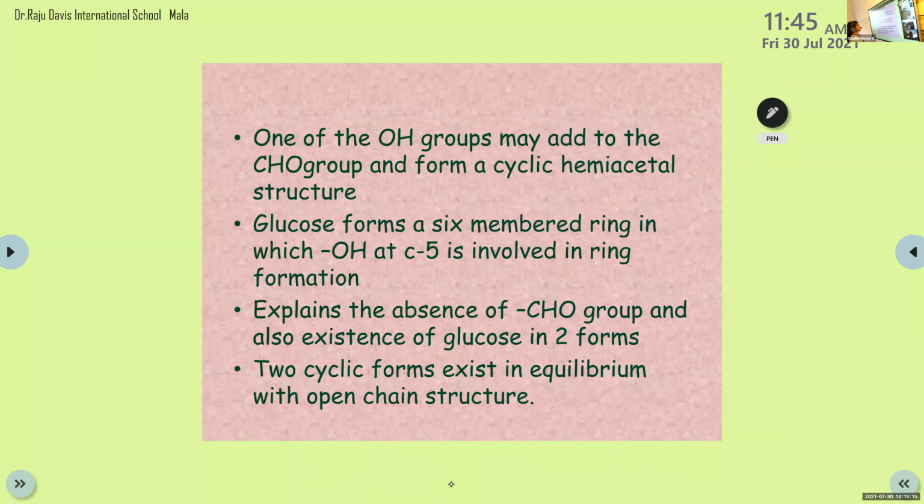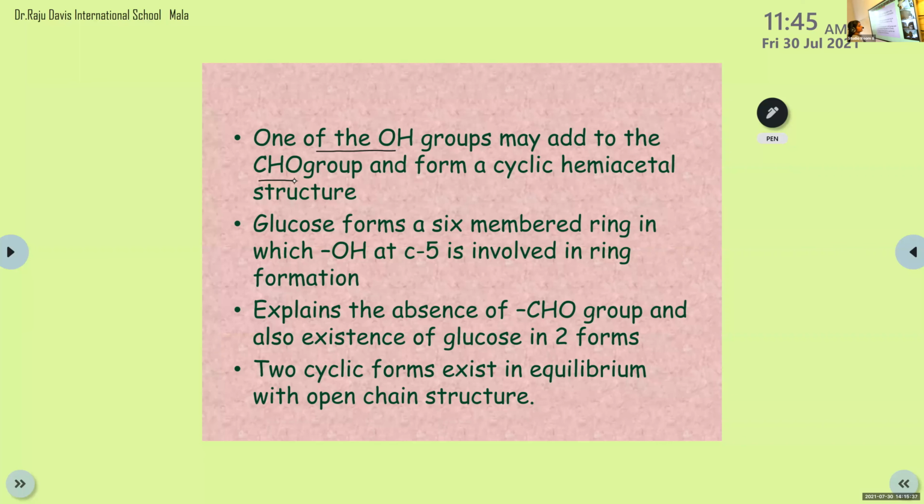Then about the cyclic structure of glucose. One of the OH groups may add to the CHO group and form a cyclic hemiacetal structure. Do you remember the open chain structure of glucose? There are different OH groups there, right? One of these OH groups may add to the CHO group and form a cyclic hemiacetal structure.